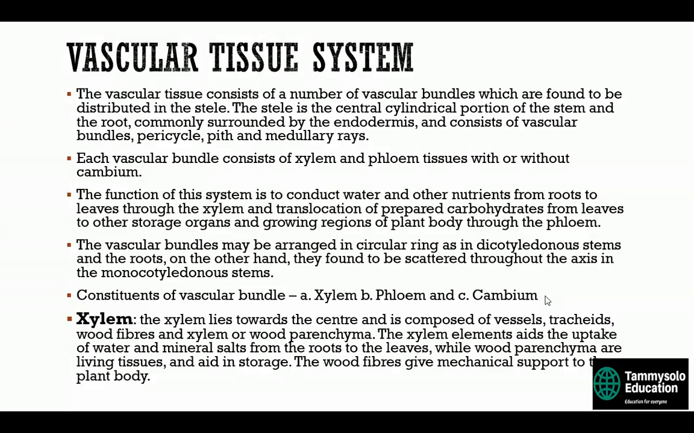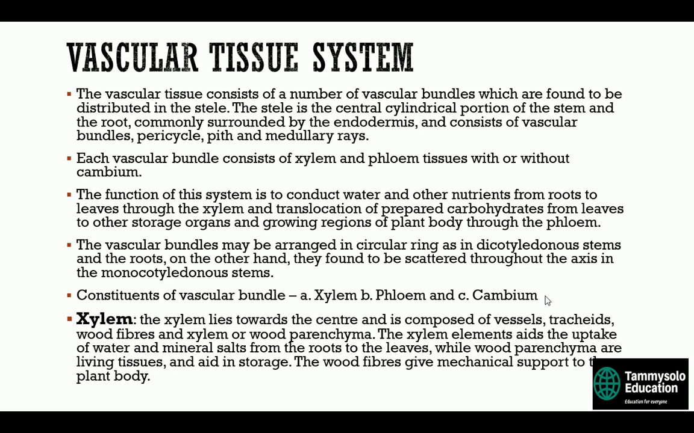Each vascular bundle consists of xylem and phloem tissues with or without cambium. The function of this system is to conduct water and other nutrients from roots to leaves through the xylem, and translocation of prepared carbohydrates from leaves to other storage organs and growing regions of the plant body through the phloem. The vascular bundles may be arranged in a circular ring as in dicotyledonous stems and the roots; on the other hand, they are found to be scattered throughout the axis in the monocot stems. Constituents of the vascular bundle are xylem, phloem, and cambium.